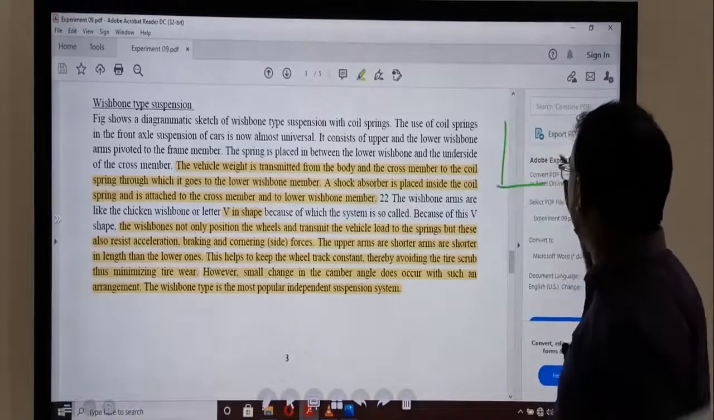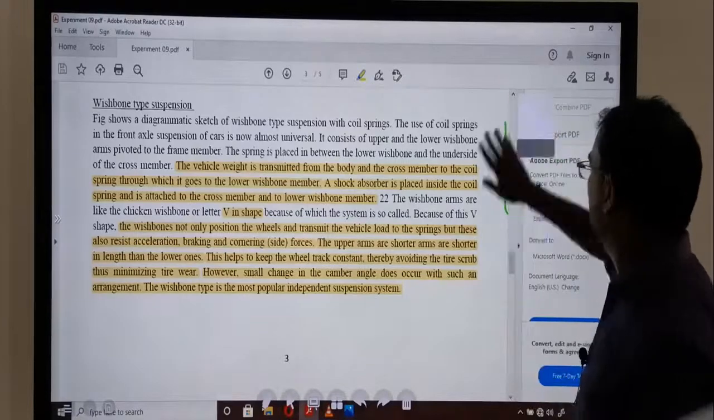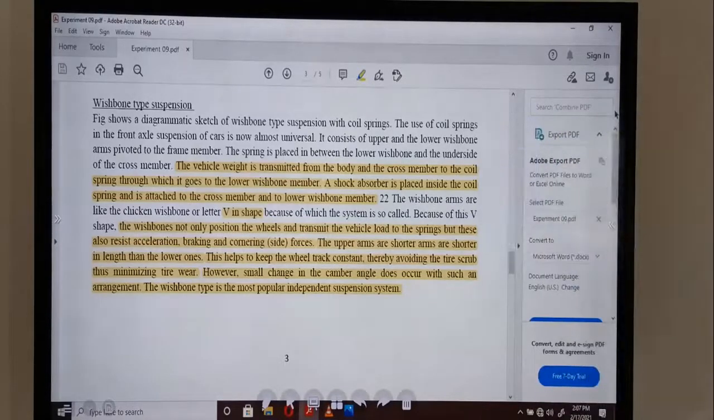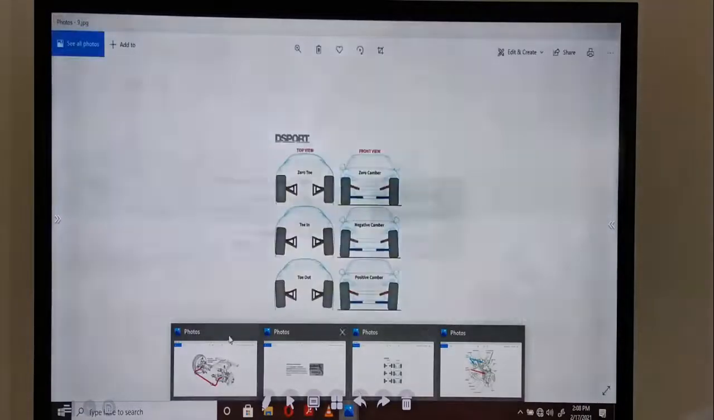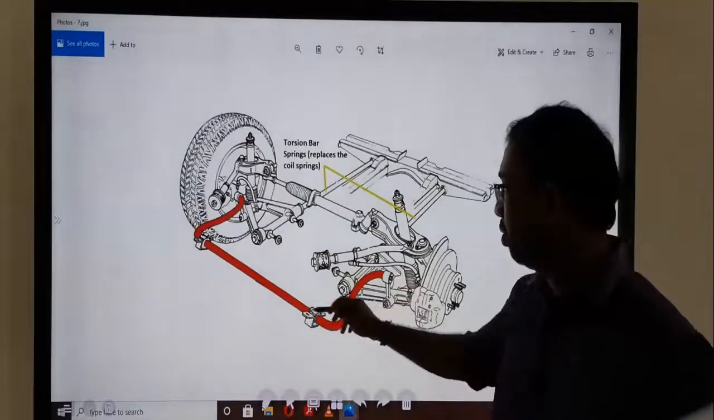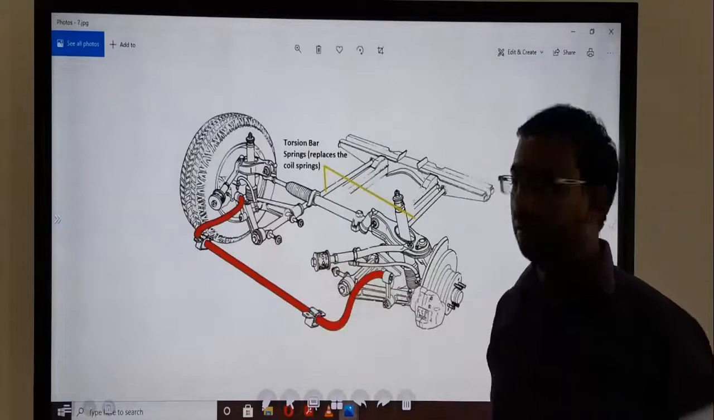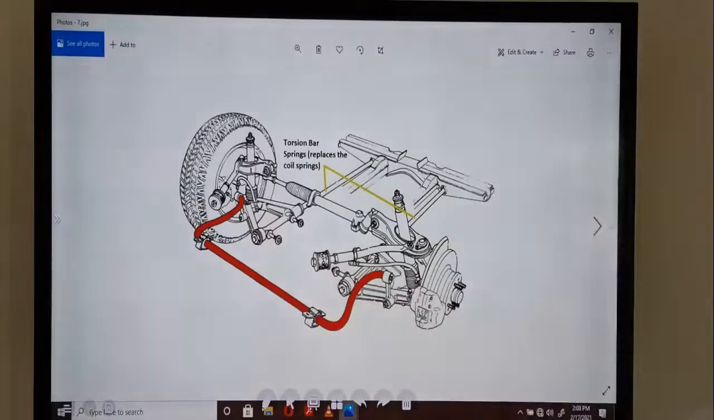So in the vehicle there is a crossbar. That means the cross member, I will show a photo. So this is the crossbar. These kinds of bars we call the cross member. This red color.